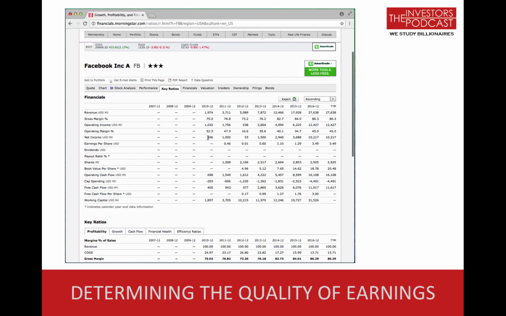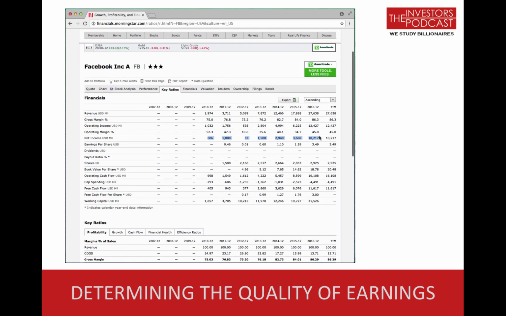And the column that we're going to be looking at is net income. This is the total net income, the bottom line or the profit of the business. And you can see here in 2010, they posted $606 million. In 2011, they had $1 billion of profit. And so that's what's being reported on the bottom line of the income statement, these numbers right here.